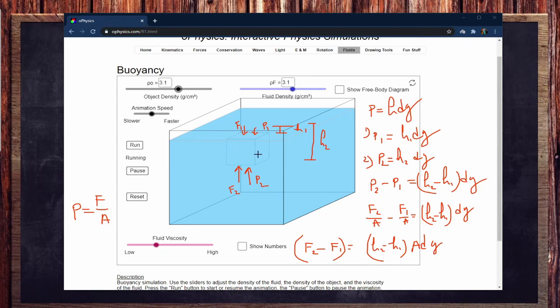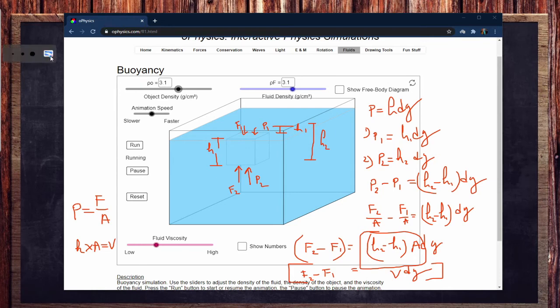Now, remember, in A d g, this thing is the extra part. But in here, h2 minus h1 is nothing but the height of that object. So, if I multiply the height with area, it will give you volume. So, instead of these two, we can write volume V d g. Finally, we got that F2 minus F1 is equal to volume into density into the gravitational acceleration. I think up to this one it is clear. Now just remember, we got F2 minus F1 equal to V d g.